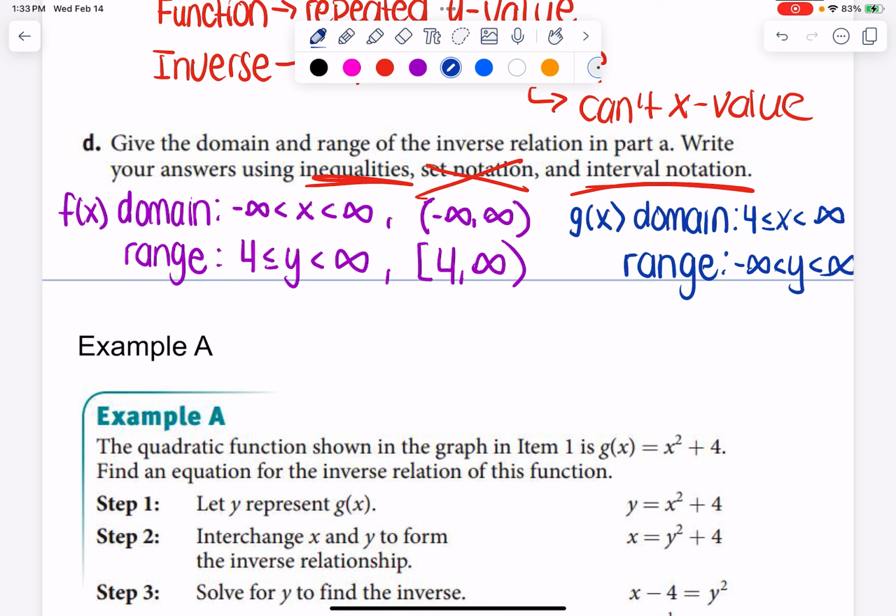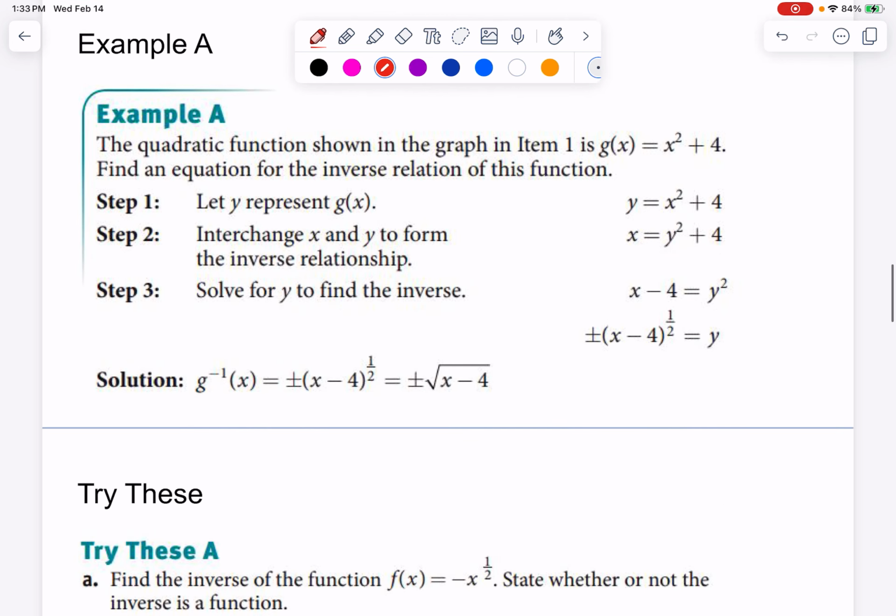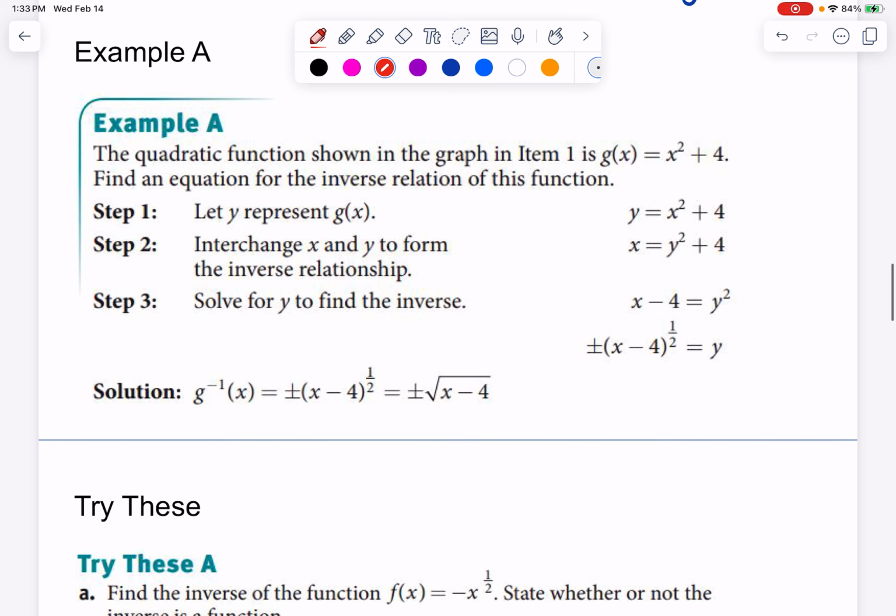The biggest thing I want you to notice here is how the range becomes the domain of the inverse, and similarly, the domain of the original function becomes the range. That's not a surprise, because we think about inverses as opposites, so their domain and range switch. Because of that, we can find the inverse of a quadratic function. Let me show you with this example, and then we'll do one on our own.